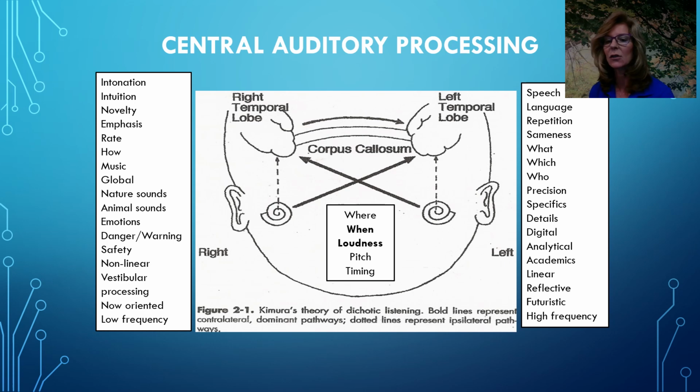It's our analytical brain. It's much more involved in academics. It is a linear processor. It likes things to happen in a particular sequence or order. It's very reflective, looking back, and futuristic, looking forward. And we believe that it may process high-frequency information a little differently than the right side of the brain, because high-frequency information in speech carries the more specific features of speech that help define it and give it clarity.